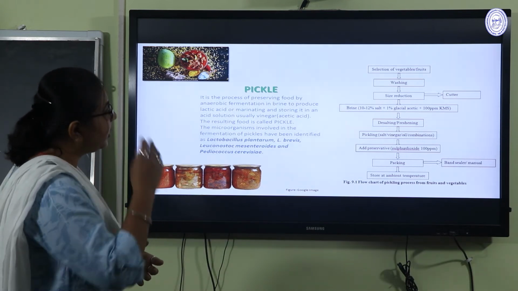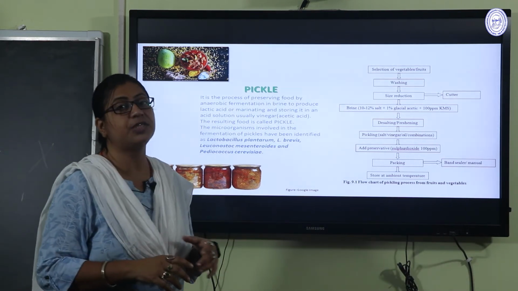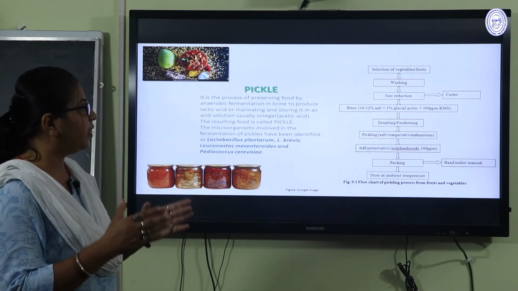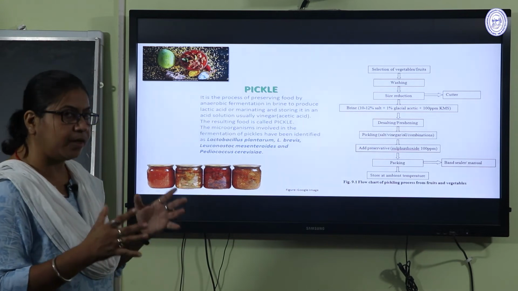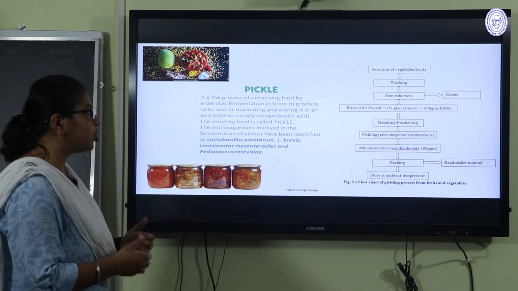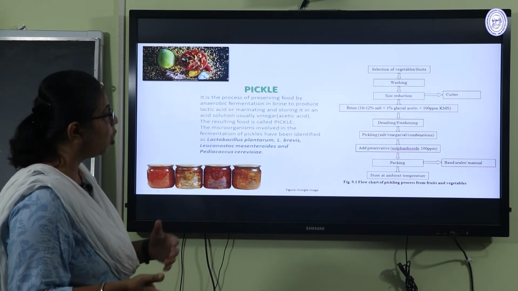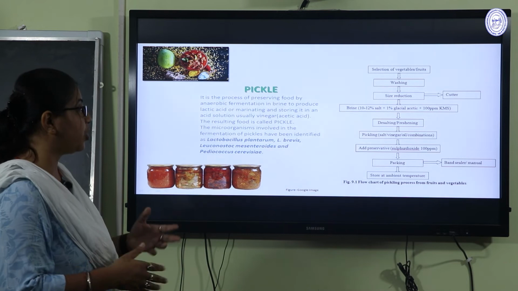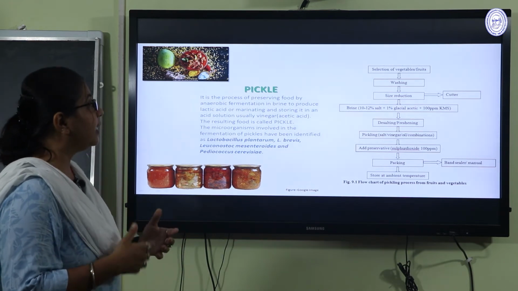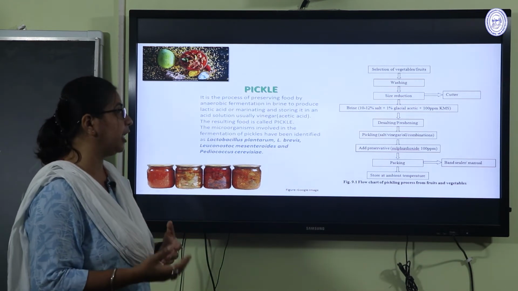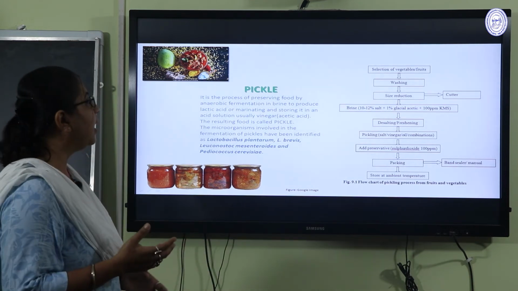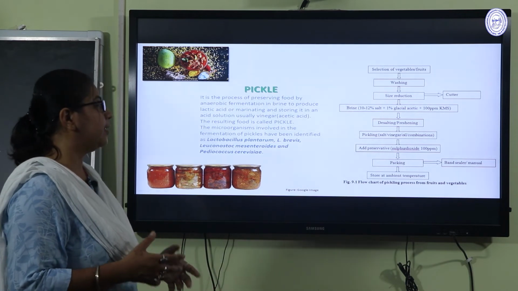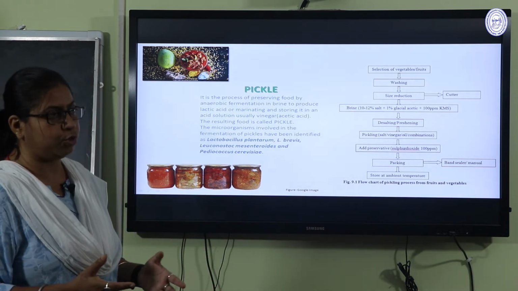So how the pickle is made: selection of vegetables and fruits for making pickle. They are washed, sized, and cut in a cutter to make a uniform size. A brine solution is made having 10 to 12% salt, 1% glacial acetic acid and 100 ppm KMS. Then desalting and freshening of the sample, followed by pickling where salt, vinegar, oil and combinations can be added, then adding the preservative, which is sulfur dioxide at 100 ppm, and packing and storing at ambient temperature, so your pickle is made.